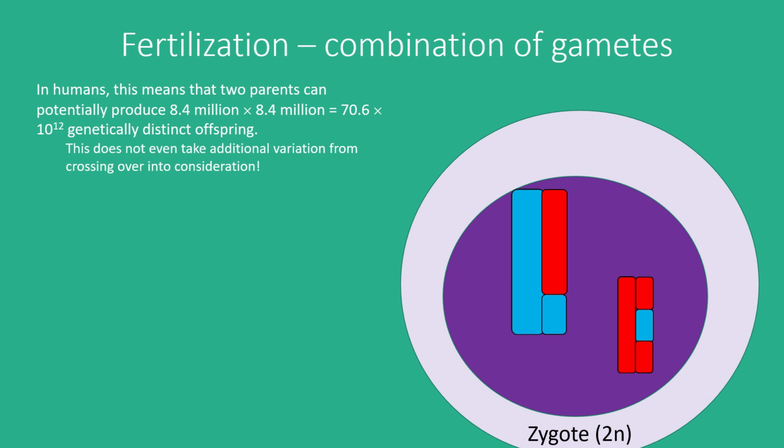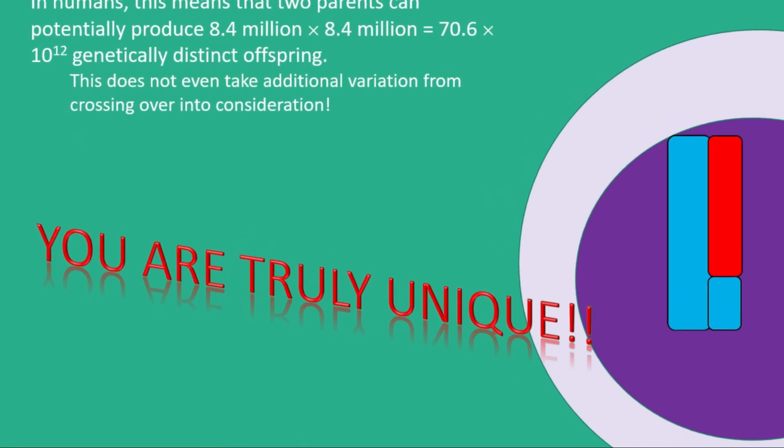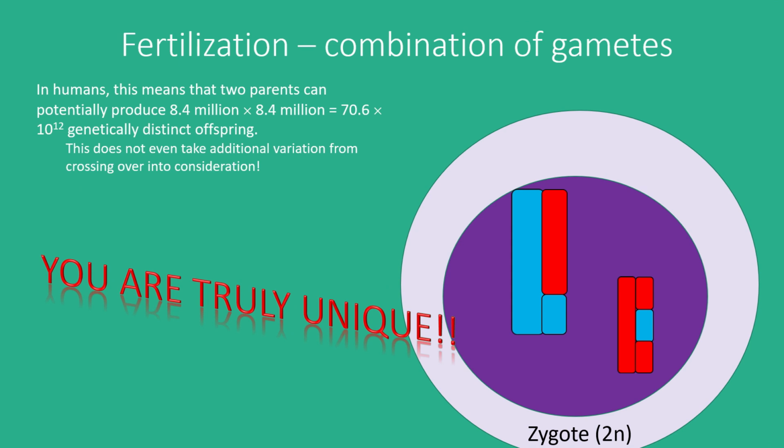What I am trying to say is, unless you are an identical twin, you are truly unique. No one on this planet has ever been like you, nor will there ever be anybody like you on this planet. Even if you are an organism like a plant that can self-fertilize, the genetic variation introduced during meiosis ensures that even where gametes from the same individual combine, the offspring will be genetically different from the parent.